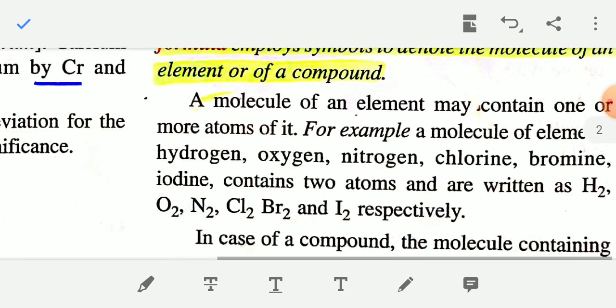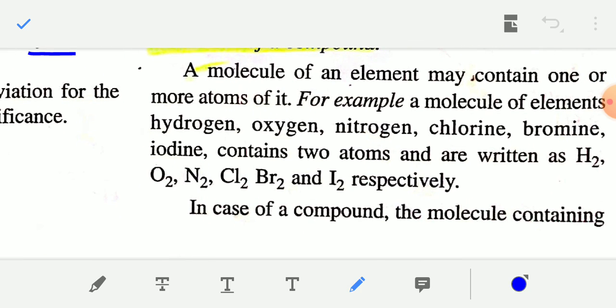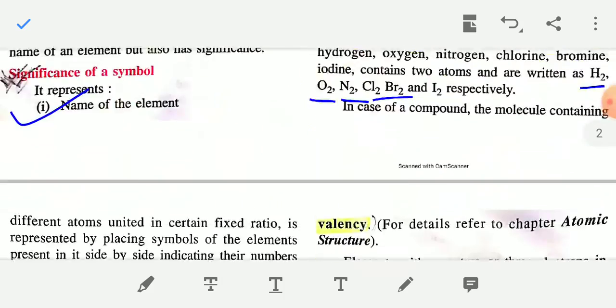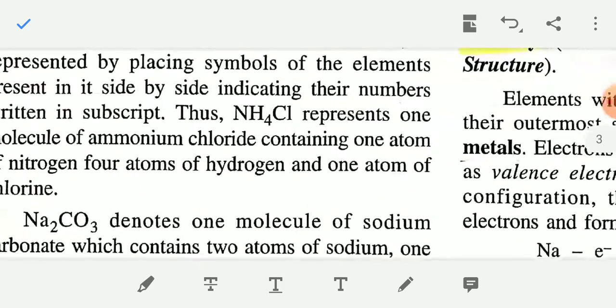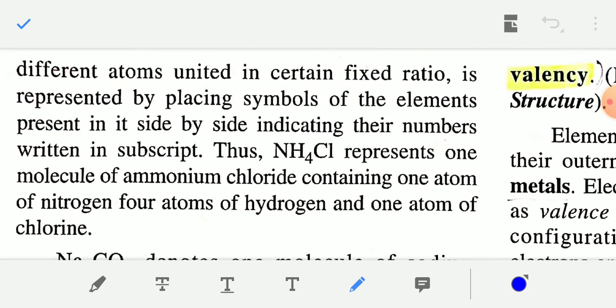For example, the molecular formula of hydrogen is H2. The molecular formula of an oxygen molecule is O2. The molecular formula of a nitrogen molecule is N2. The molecular formula of a chlorine molecule is Cl2. Some more examples: the molecular formula of ammonium chloride is NH4Cl, because this is a molecule. In NH4Cl, one nitrogen atom, four hydrogen atoms and one chlorine atom are present.